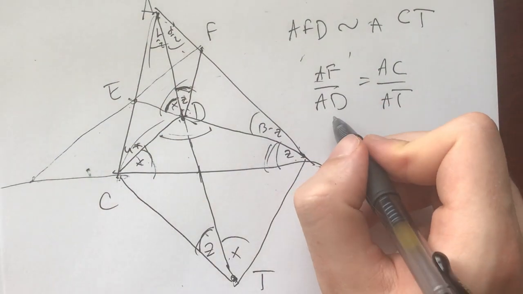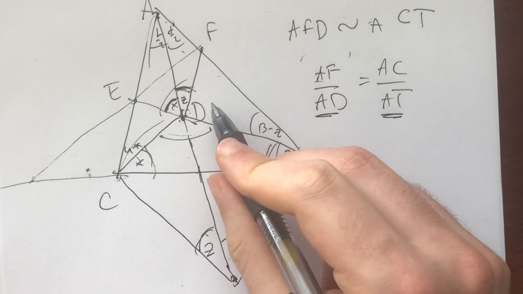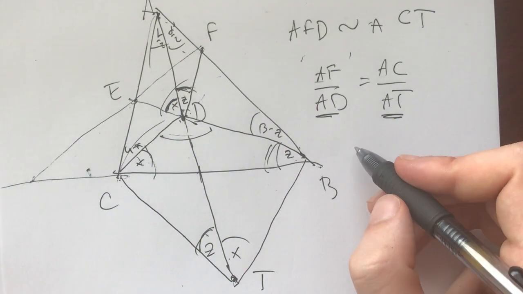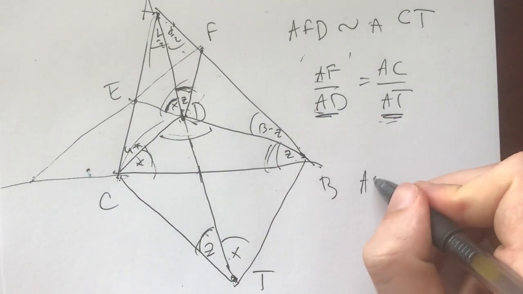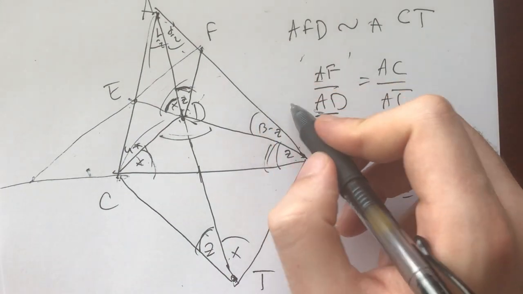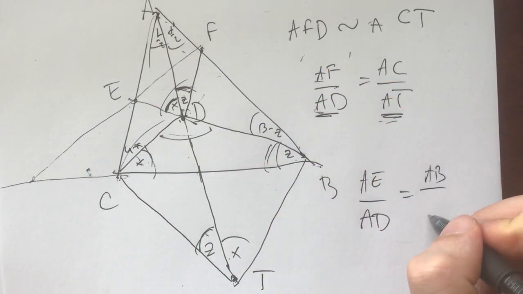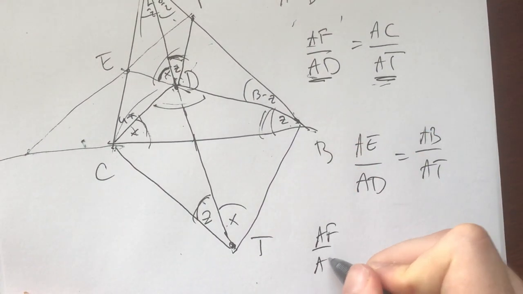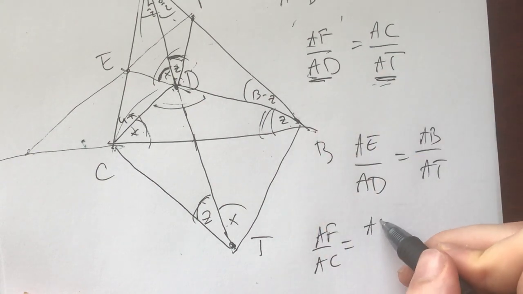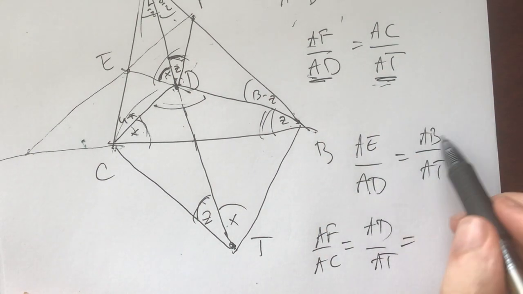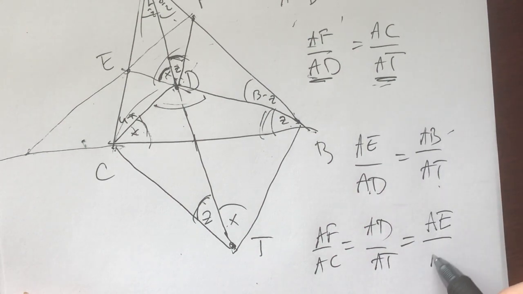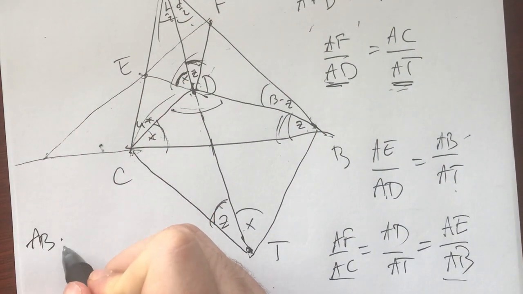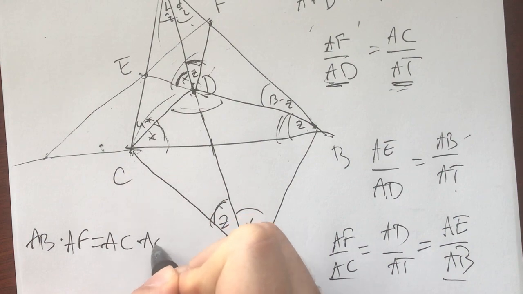Well, for me, what I notice is that at AD and AT, I will get on the other side of it the same similarity here, and I will get AD and AT as well. And I'll get AE over AD, just by reasoning by pure analogy, is AB over AT. And now what does this give us? Well, this gives us AF over AC is equal to AD over AT, which is equal to AE over AB. Okay, this looks interesting. Now, what does this mean? Well, it means that AB times AF is AC times AE.